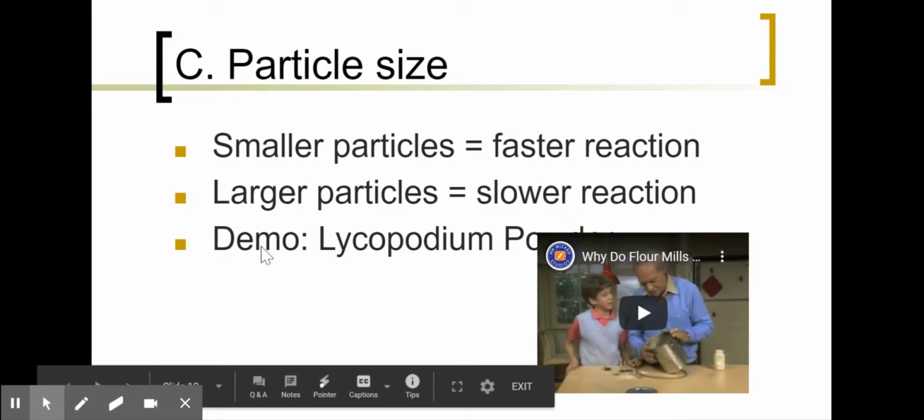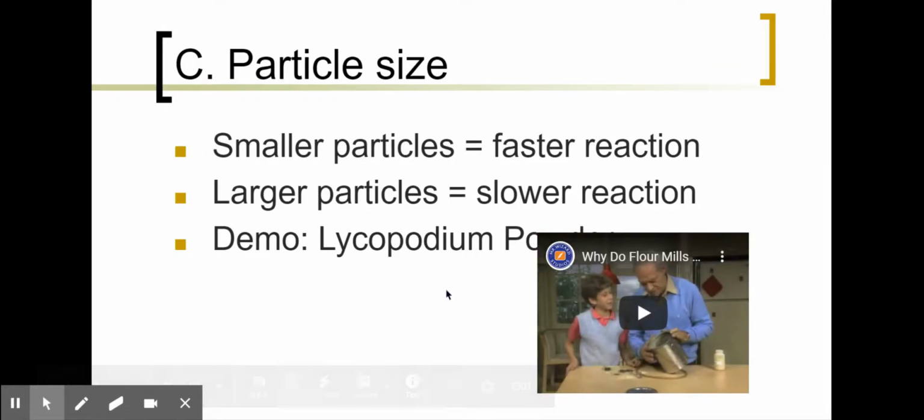Particle size. The smaller the particles, the faster the reaction. The larger the particles, the slower the reaction. In the video that I put in the notes, watch that video. I would open up the notes, go to this video, and see what they're doing with this. Lycopodium powder is non-toxic, it's basically a spore from a plant that's highly flammable when it's in really small dust particles.